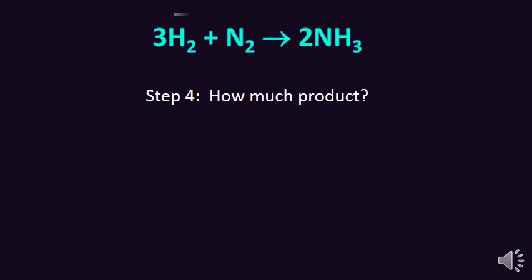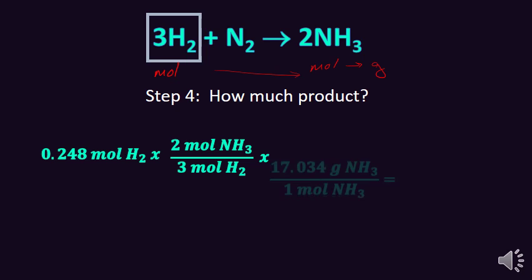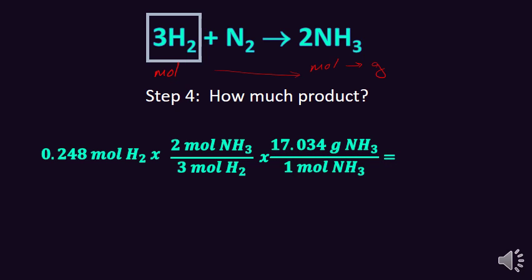Once you've found the limiting reactant, which in this case was the hydrogen, we're ready to calculate how much product. You can go from the moles or the grams, it doesn't matter, but since we've already calculated the moles of hydrogen, that'll work. So my plan's to go from moles of hydrogen to moles of ammonia and then grams of ammonia. So there's the moles, there's the molar ratio, the molar mass of ammonia, and there's my final answer.